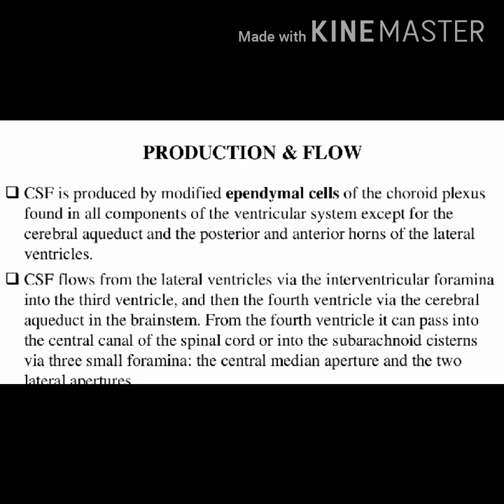CSF flows from the lateral ventricles via the interventricular foramina into the third ventricle and then to the fourth ventricle via the cerebral aqueduct in the brain stem. From the fourth ventricle, it passes into the central canal of the spinal cord or into the subarachnoid cistern via three small foramina, the central median aperture and two lateral apertures.